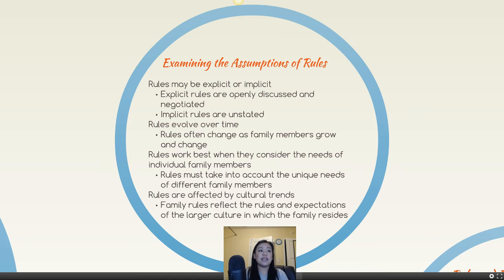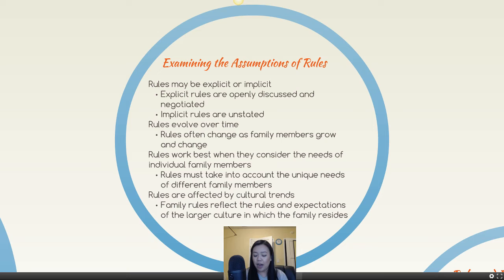All right, so as I said, rules can be explicit or implicit. Rules evolve over time. So rules, just like roles, are never static. They don't change all the time, but they do evolve, and they do change. Typically, what we see is from generation to generation. And also, if we look at developmental theory, we find that they also change when big events happen in the family, right?